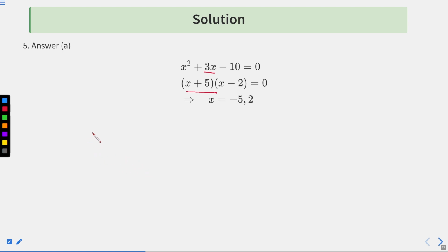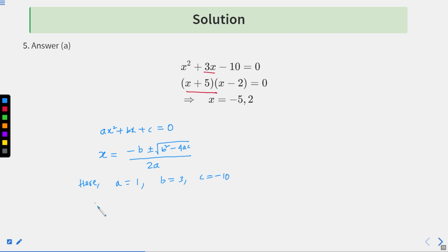If we have a quadratic equation ax square plus bx plus c equal to 0, then the quadratic formula is x is equal to minus b plus minus root over b square minus 4ac divided by 2a. And if we compare this equation with the standard form of a quadratic equation, then we will get the values of a, b and c. Here a is equal to 1, b is equal to 3 and c is equal to minus 10.